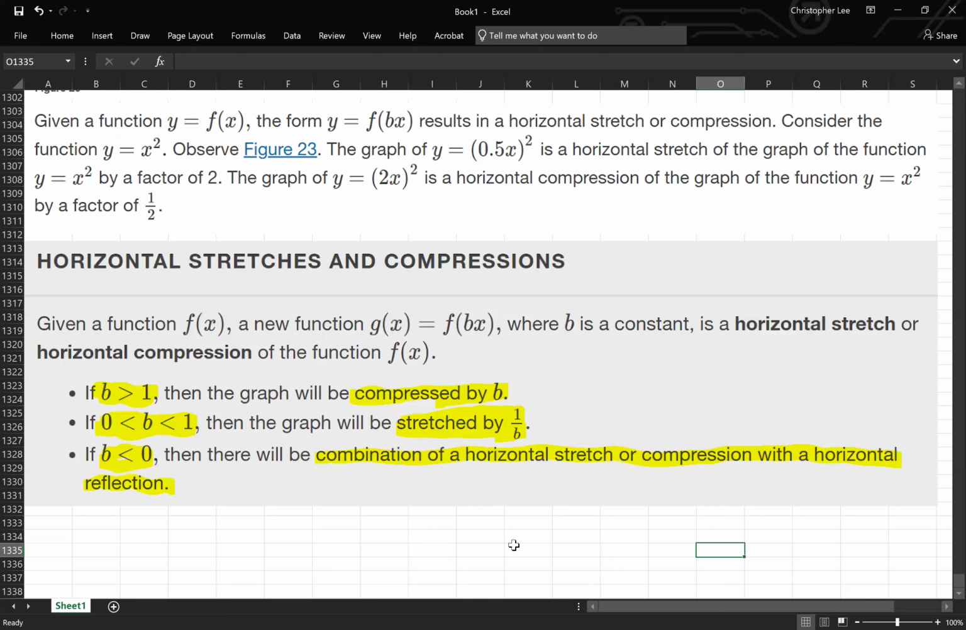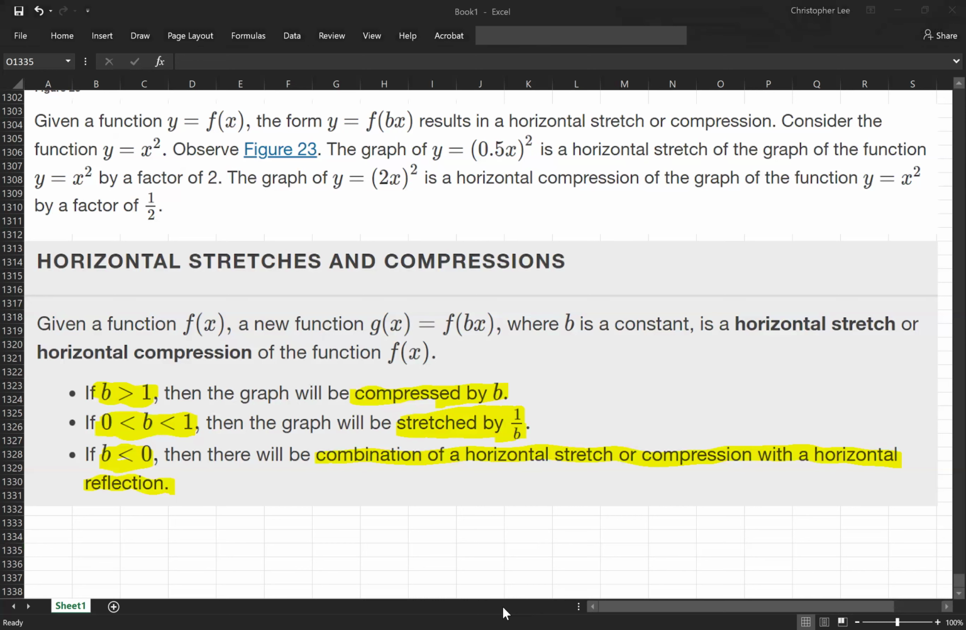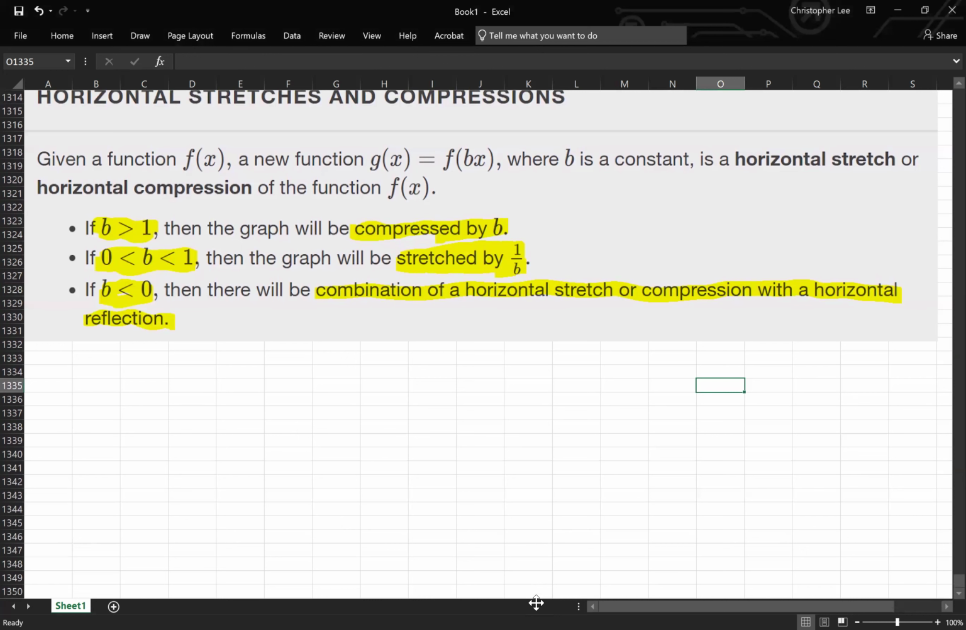Maybe that'll make more sense when we look at the table. Real quick, let me give you a little bit of tea before we jump to the table.